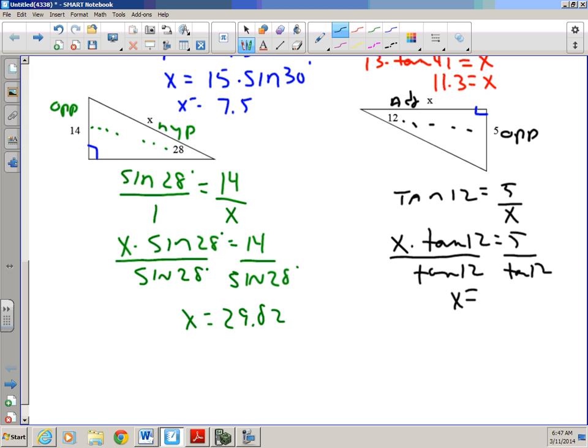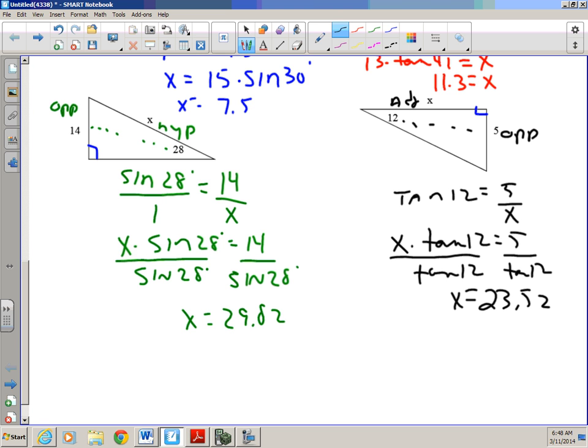And the reason we want you to do all these steps is because it's too easy to make a mistake, so that we get 5 divided by tangent of 12, and we get 23.52 for that one.